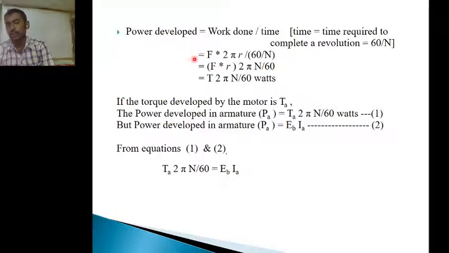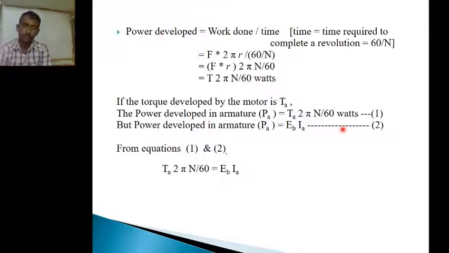I already told torque equals F into r, that equals T into 2 pi into n by 60. So the torque developed by the motor can be given with prefix a, Ta. Then the power developed in the armature can be given as Pa is equal to Ta into 2 pi n by 60. But the power developed in the armature in terms of the voltage and currents also we know.